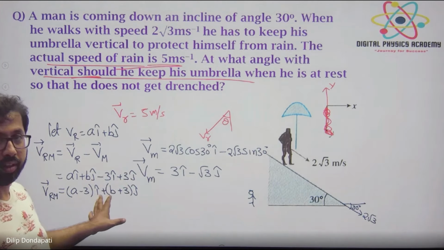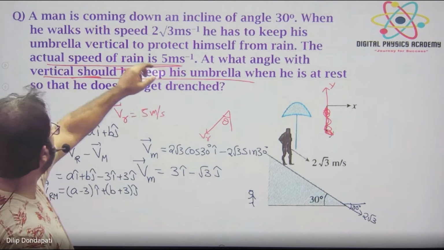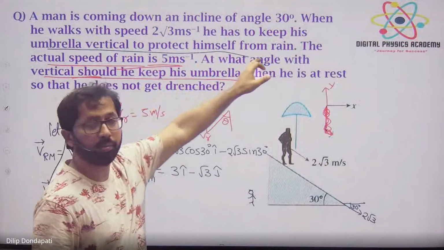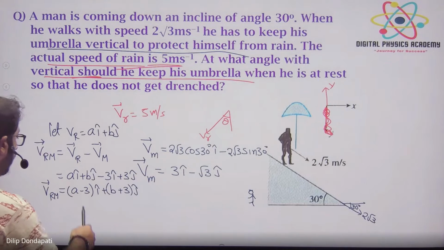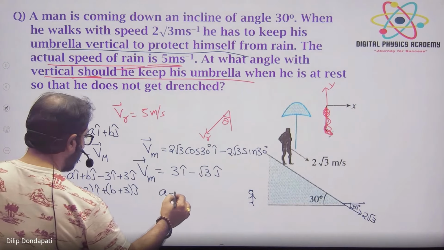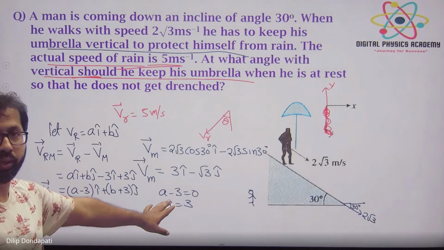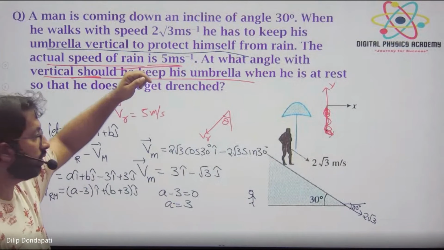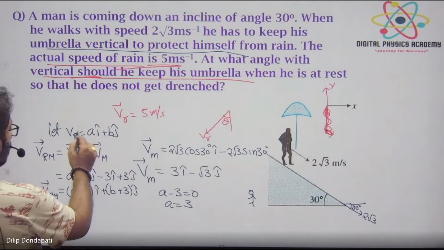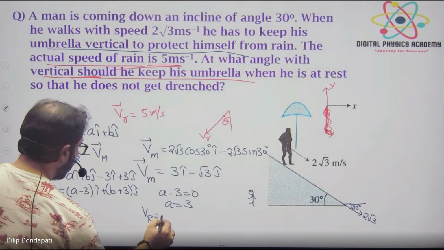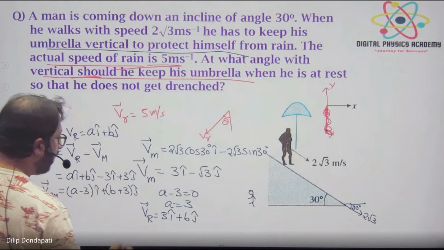In that case we were solving, what will come? Rain is coming vertically to protect, like this umbrella. Which component is zero, x component or y component? X component is zero, so equate the x component to zero: A minus 3 is equal to 0, A is equal to 3. We got this from the clue that rain is falling vertically downwards. Substitute here, what is VR? VR is equal to 3i cap plus B j cap.